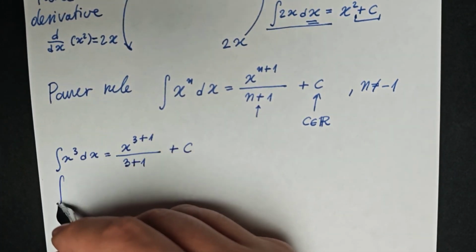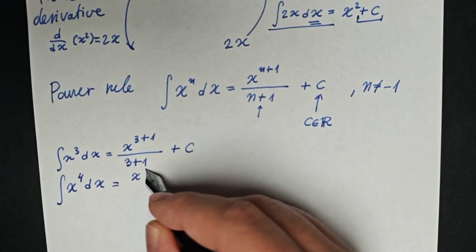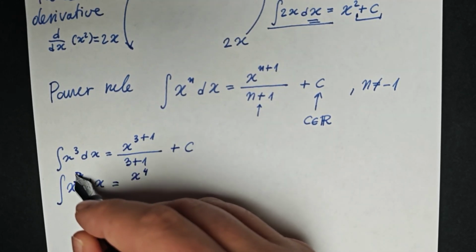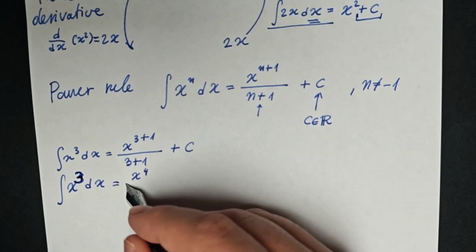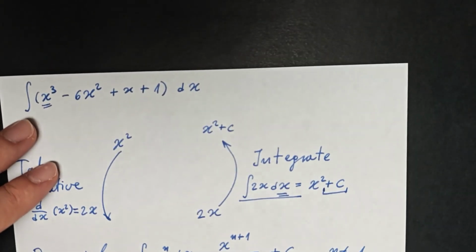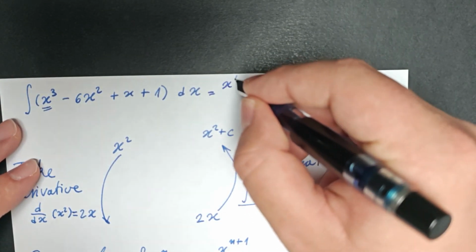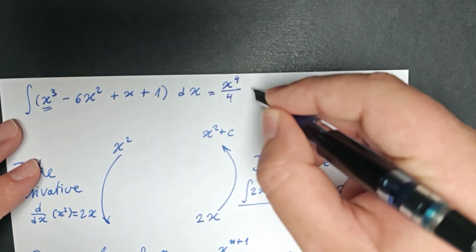Basically, this means that an integral of x to the third power dx is x to the fourth power divided by 4. So when solving this integral, the first term of the solution is x to the fourth power divided by 4.